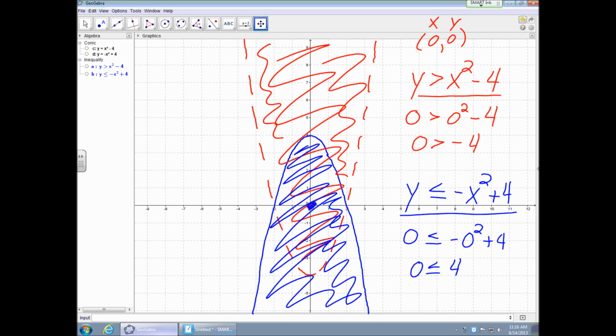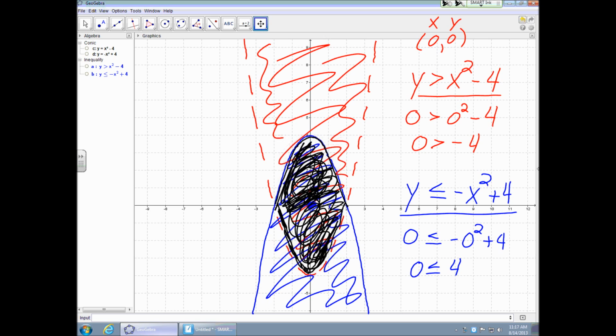And once we shade inside that quadratic, now that we have two of them on here, there's going to be an overlapping portion. And that overlapping portion is this black part. We want to make sure that this part stands out a lot more than the red or the blue. And if you're doing this in pencil, this part should be the darkest part of your graph.